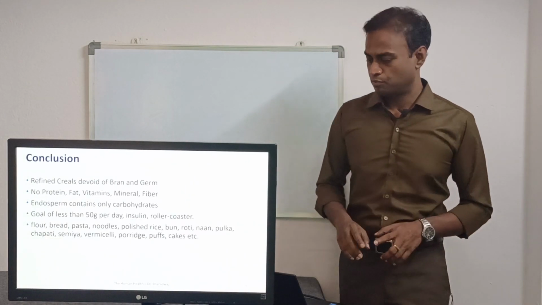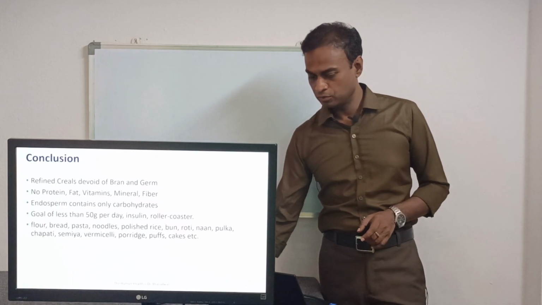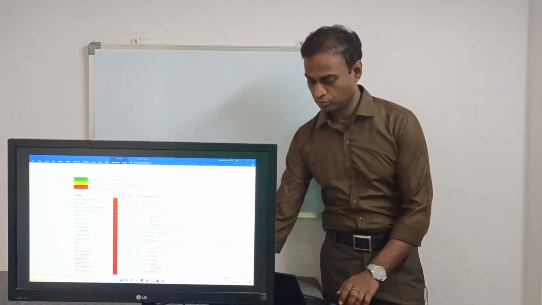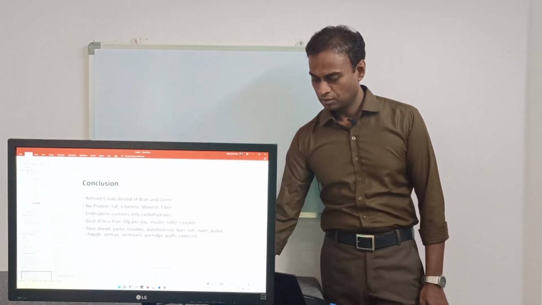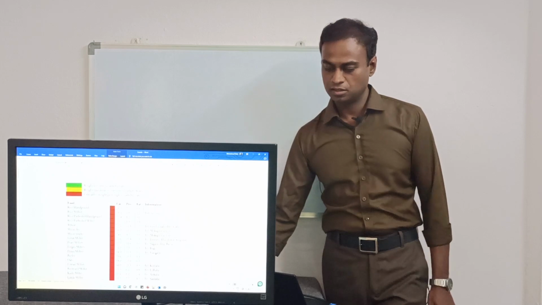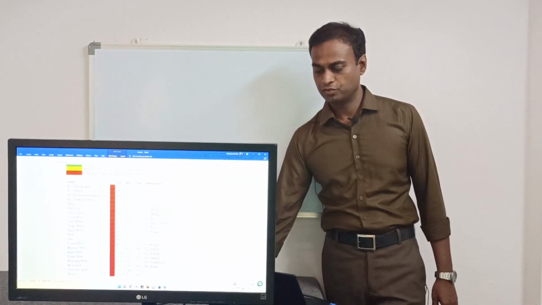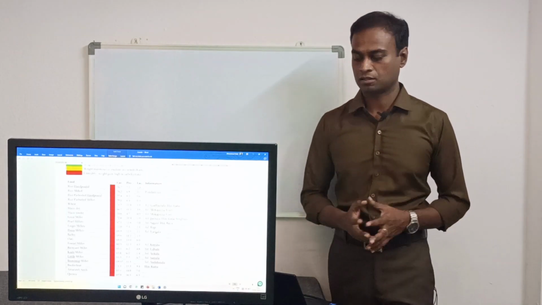Before we go to the conclusion of cereals, we will look into one more thing: what are the common cereals which we use and whether they are healthy or not.